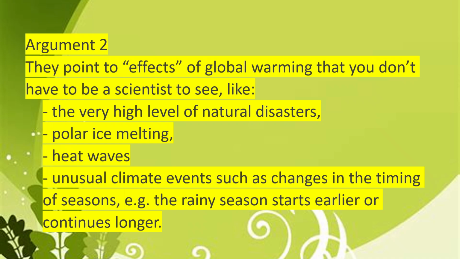Second argument, they point to effects of global warming that you don't have to be a scientist to see, like the very high level of natural disasters, the polar ice melting, heat waves, and unusual climate events such as changes in the timing of seasons, like the rainy season starts earlier or continues longer.